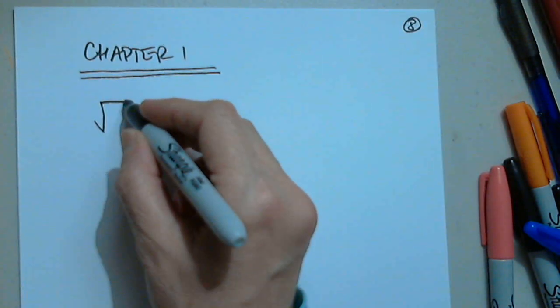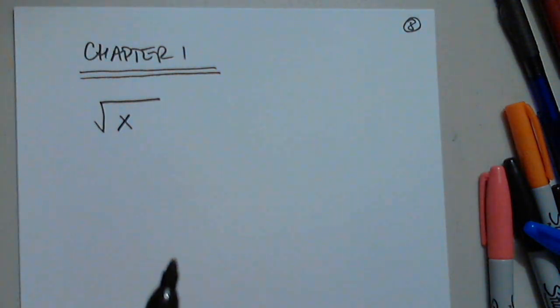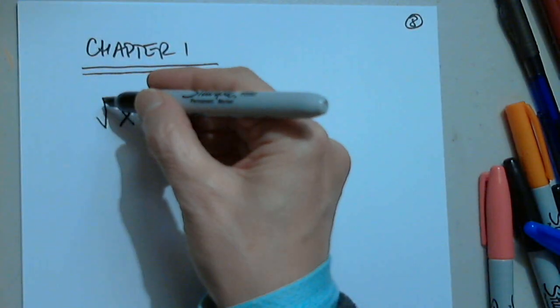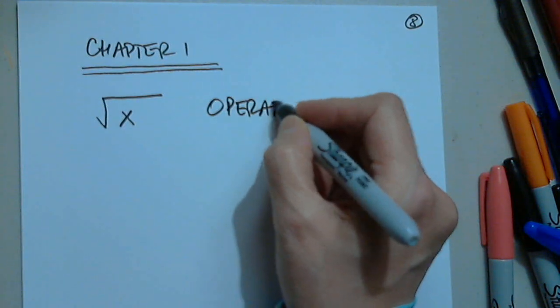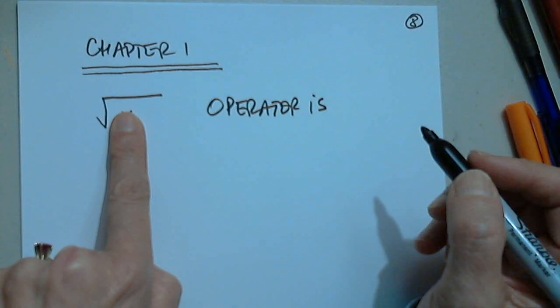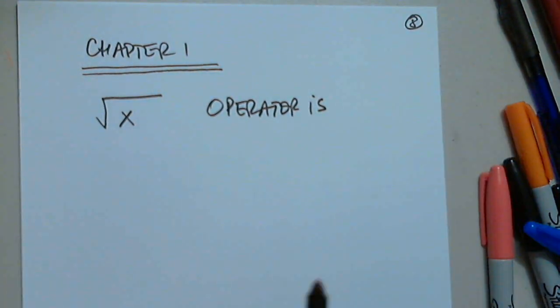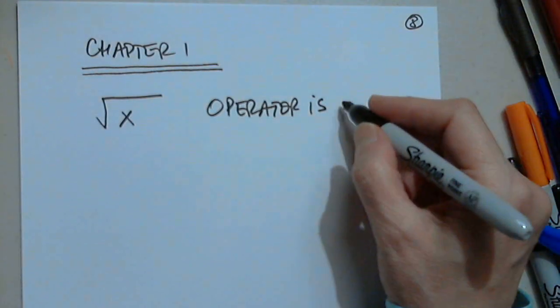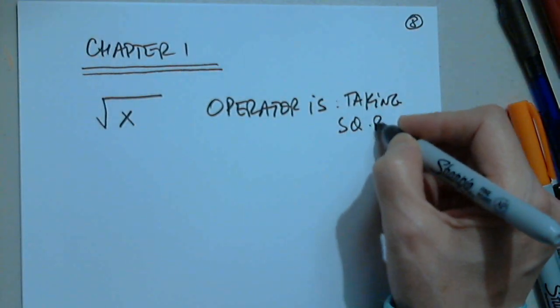If I have the square root of x, what operator, by operator I mean what am I asked to do to x? What is the operator? Square it? No, not square. It is taking square roots. Square root.